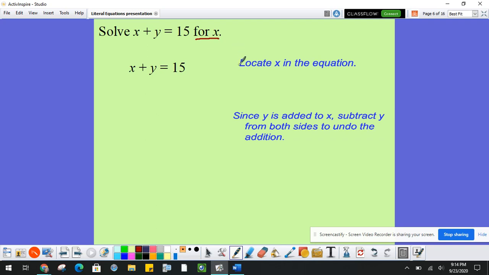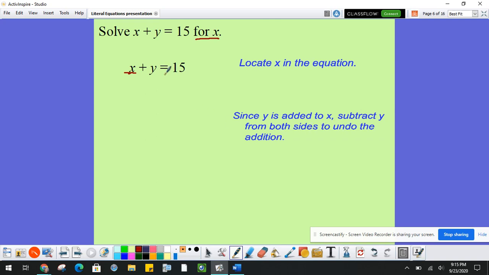So step one is to locate the variable in the equation. So here it is, x is the variable that I want to get by itself. I've located it. Step two is to identify the operations that are happening. The operation that's happening to x is that y is being added to it. So y is added to x. My third step is to undo that with the inverse operation. Since y is added to x, I'm going to subtract y from both sides to undo the addition.